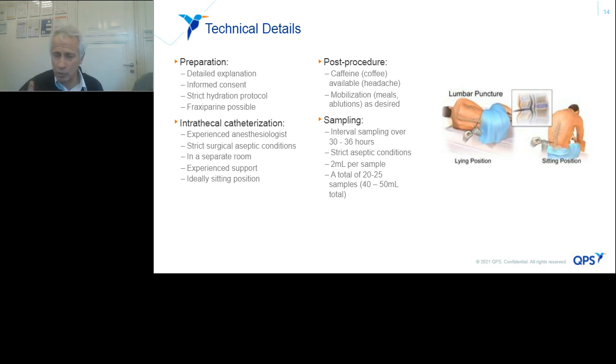The last thing you would want to do is to allow bacteria to gain entry into the cerebrospinal fluid, into the central nervous system. Typically, we take a total of 20 to 25 samples, in total 50 milliliters, but this is over the 30 to 36 hours. If we do a single puncture without a catheter, we sometimes take up to 20 milliliters in one go, and we very, very seldom have problems with that.